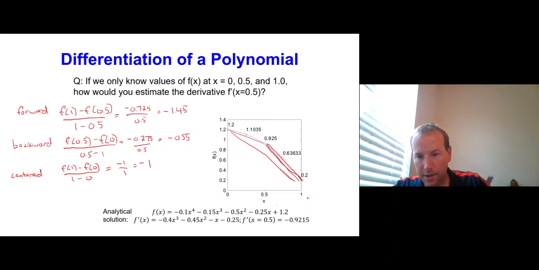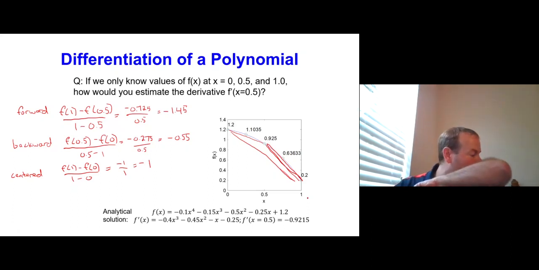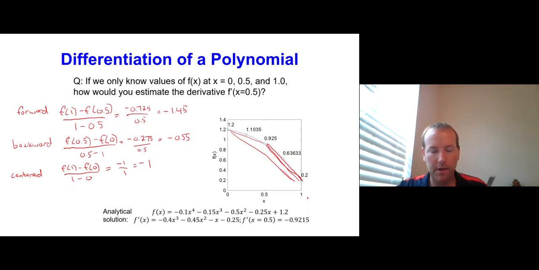As you can see, the actual analytical solution to this problem is negative 0.9, so the centered one gave the most accurate answer. Those are just shorthand, three different ways of doing this without really using the Taylor series approximation.